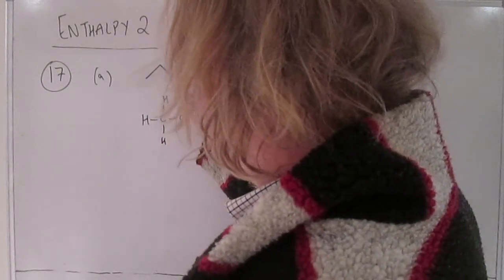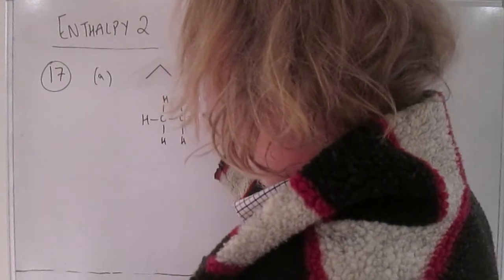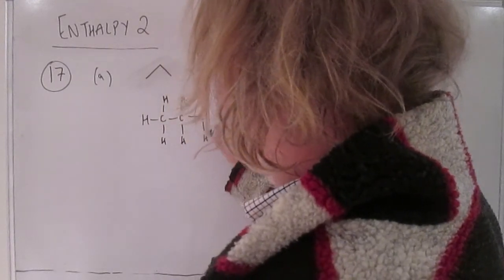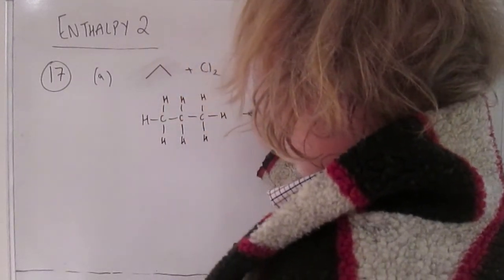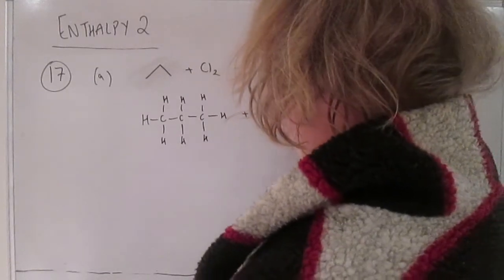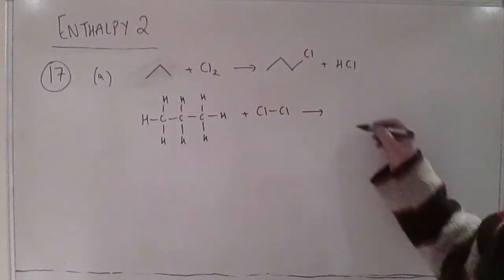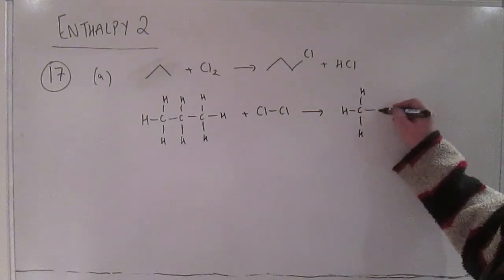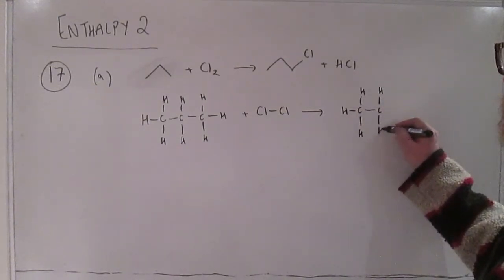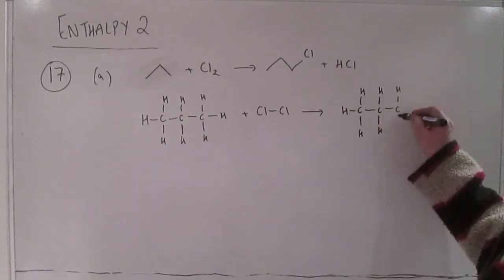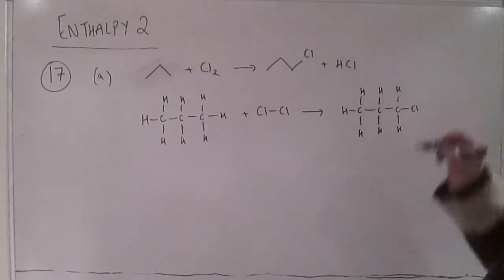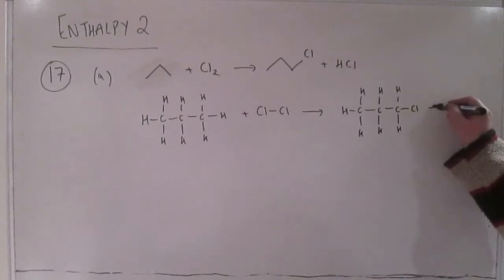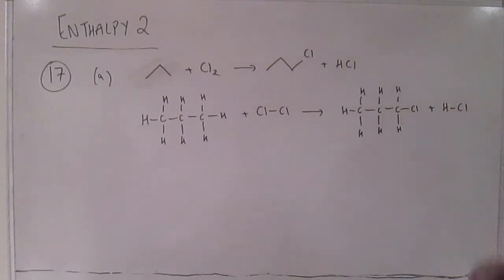So here's propane plus chlorine goes to 1-chloropropane, which just has 1 chlorine in place of one of the hydrogens. So it doesn't matter which one we choose, but we'll put it there, plus HCl. So that's our equation in terms of displayed formulae.